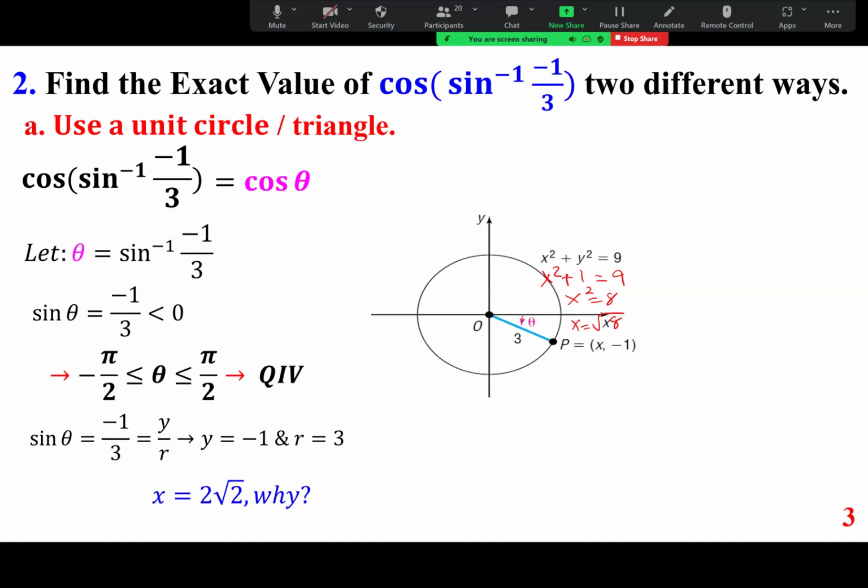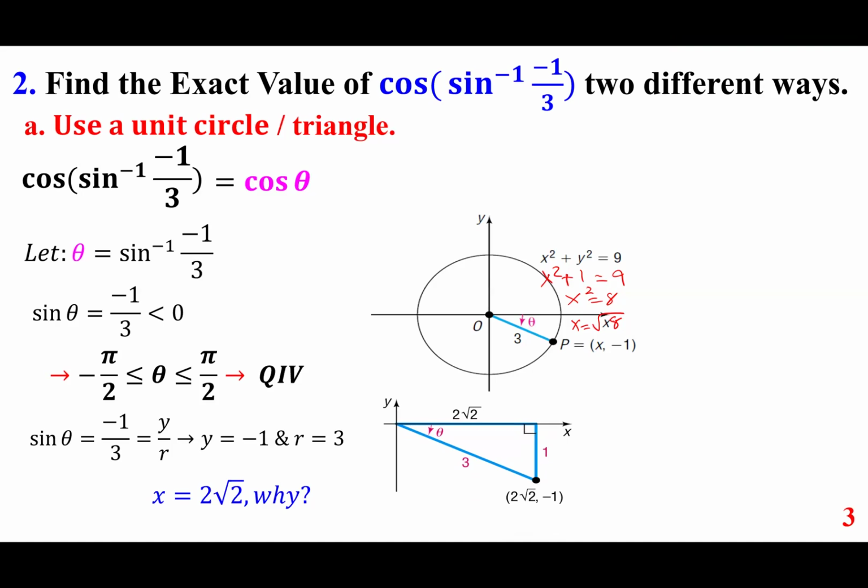Well, cosine is x over r. So cosine is x over r. So we have all the sides. Therefore, it's 2 square root of 2, which is x, over r, which is 3. So that's using circles.